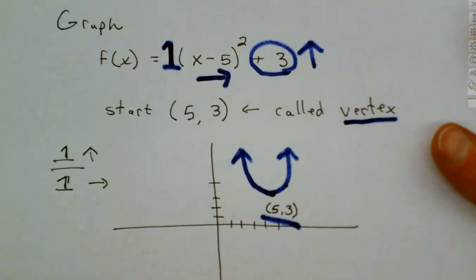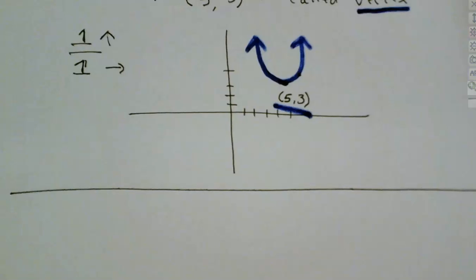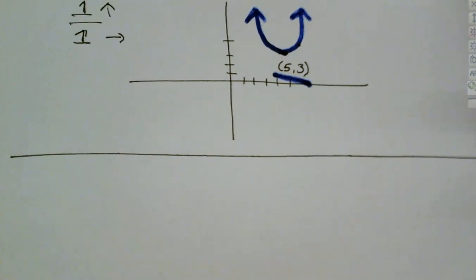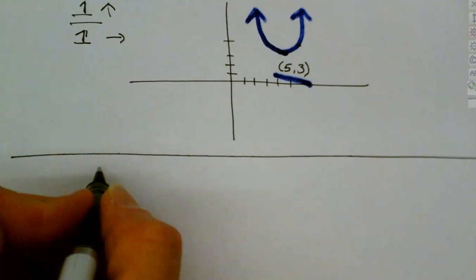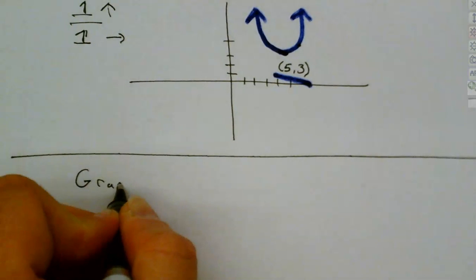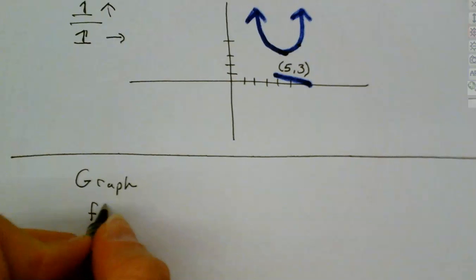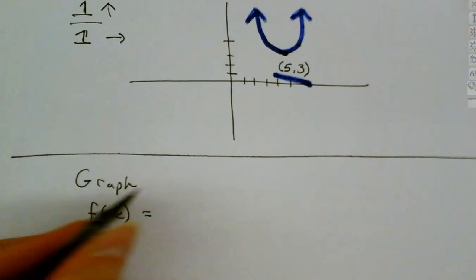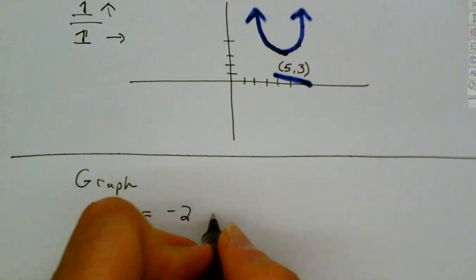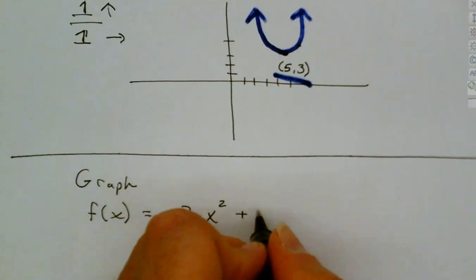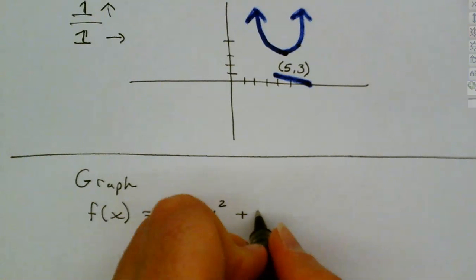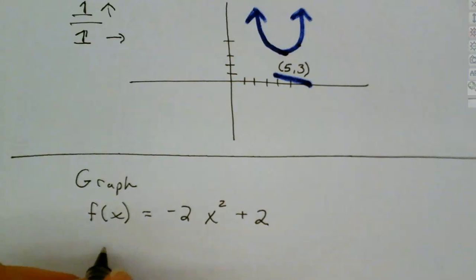Now let's do another one. Okay, one more of these. And then we'll look at one where we have to use a formula to find the vertex. Where did we start at? What's our vertex?